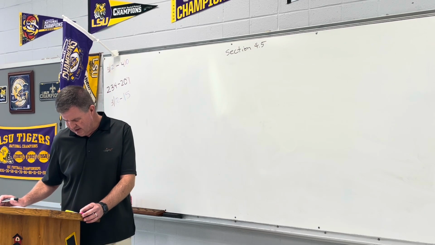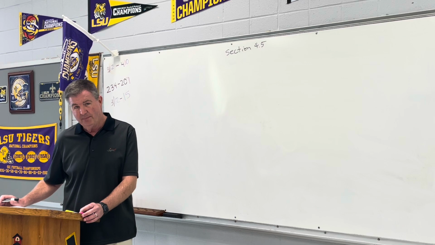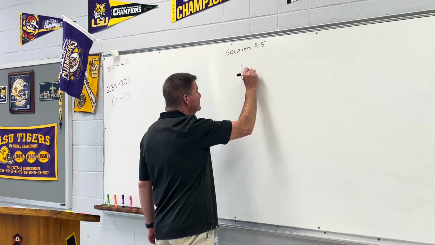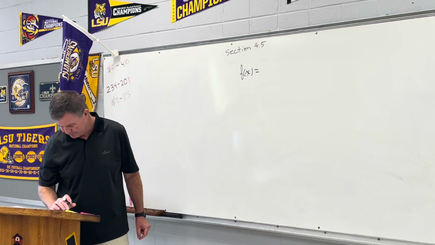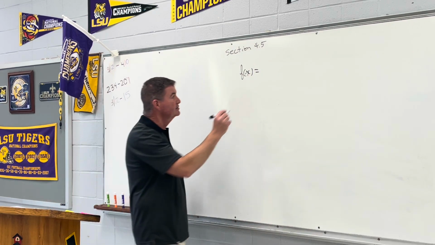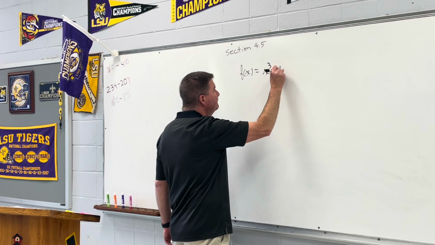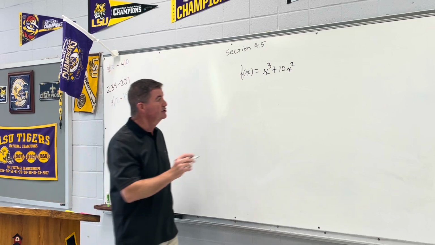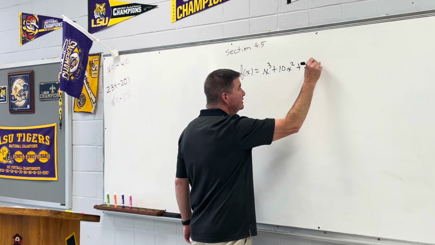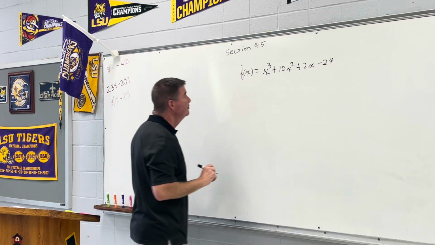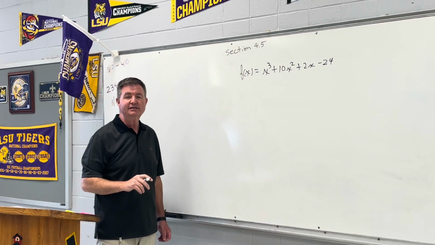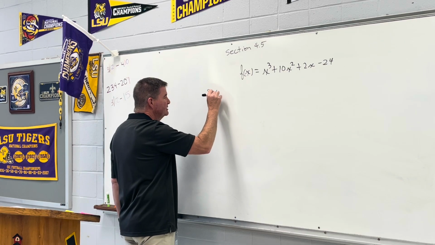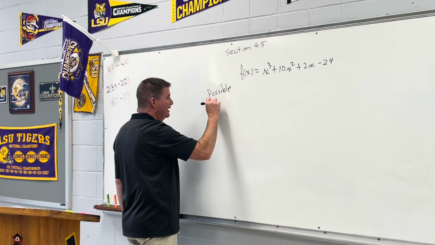So it says use the rational zero theorem to find all possible rational zeros if we have the function f of x is equal to x to the third plus 10x squared plus 2x minus 24. So the rational zero theorem allows us to find the possible rational zeros.